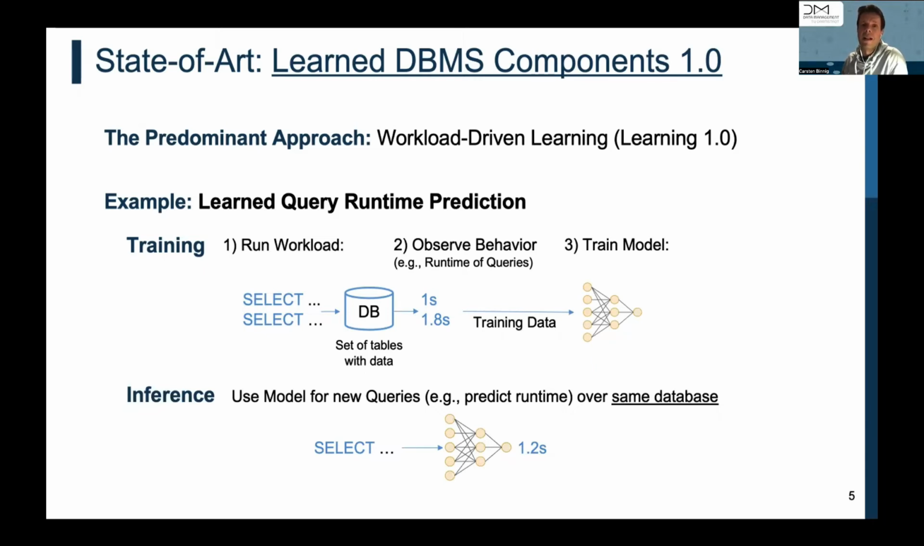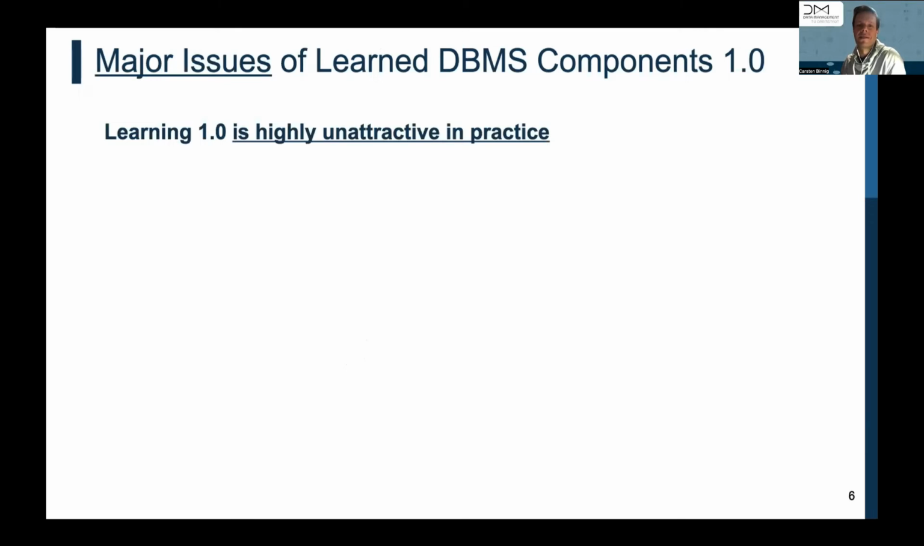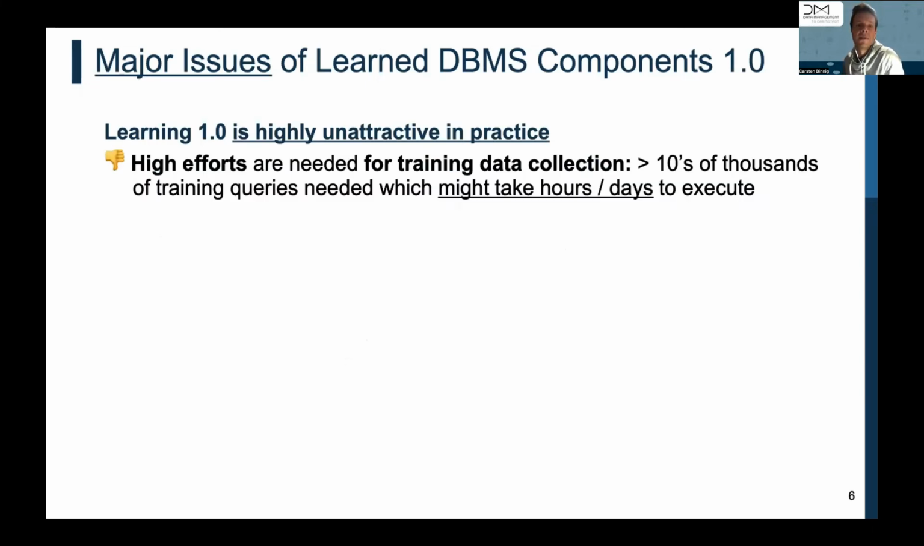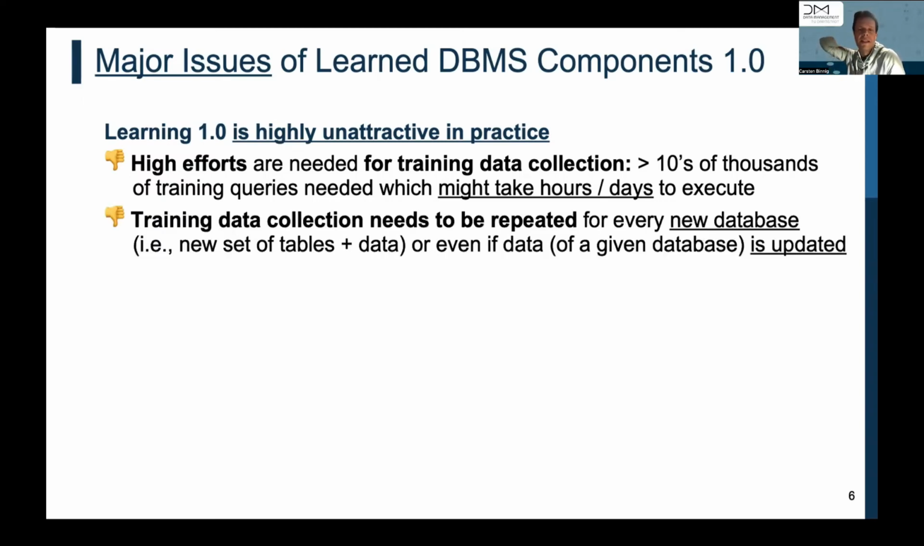While this direction has already shown promising results, since it can, for example, better capture correlations in data and complex effects of query plans, it's highly unattractive in practice. The reason is the high effort needed for the training data collection that I showed you before. For every single component that you want to replace, and for every single database, you need to execute a large training collection, meaning you need to run tens of thousands of training queries on potentially large databases, which might take hours or even days just to get the training data, while the model training itself is not that expensive. And as I said before, this is not a one-time effort, since the training data collection needs to be repeated for every new database, meaning if we have a new set of tables with new data, we need to rerun the training data collection, or even simply if the database is updated.